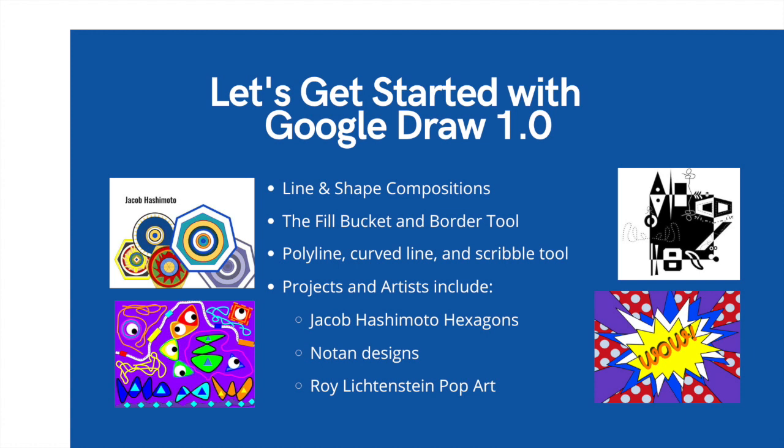So now that we've had a brief overview of all of the different levels of Google Draw, we're going to start with the basics. So this includes the line and shape compositions, learning about the fill bucket and border tool, the polyline, the curve line, the scribble tool. Projects include Jacob Hashimoto hexagons, Notan designs, and pop art, with a really beginning experimentation on shapes and color, like you see on the bottom left.